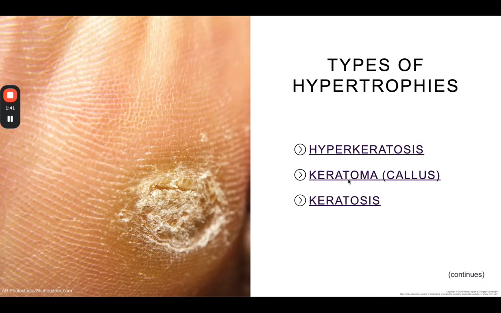Also, if the thickening grows inward, it becomes a corn. So if you've ever heard of a corn, a lot of times people will get corns on their toes, maybe sometimes on their knuckles. So corns and calluses are both keratomas. One thickens on the outside, which will be a callus. Corns, they thicken inwardly. And then we have keratosis. So keratosis is just an abnormally thick buildup of skin cells.